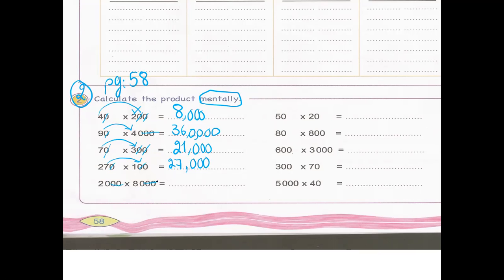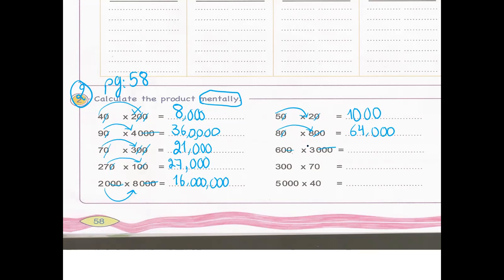Here the same. 2 times 8 equals 16. How many zeros did I skip in both? 1, 2, 3, 4, 5, 6 zeros. Here, 5 times 2, how much? 10. With how many zeros do we have? 2 zeros. So 1000. Skip all the zeros. 8 by 8, how much? 64. With how many zeros? 1, 2, 3 zeros.